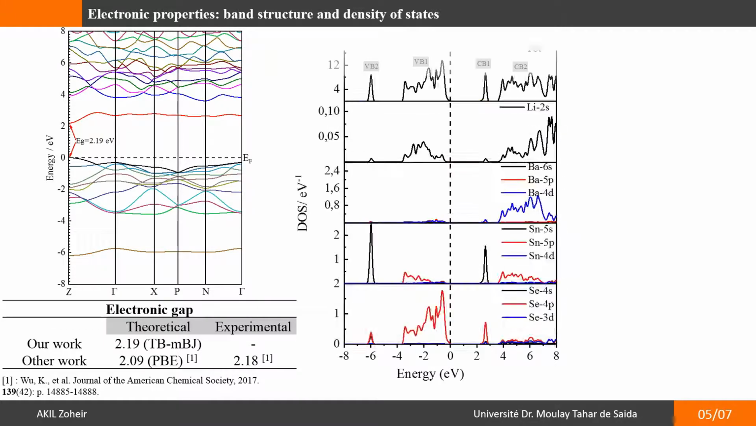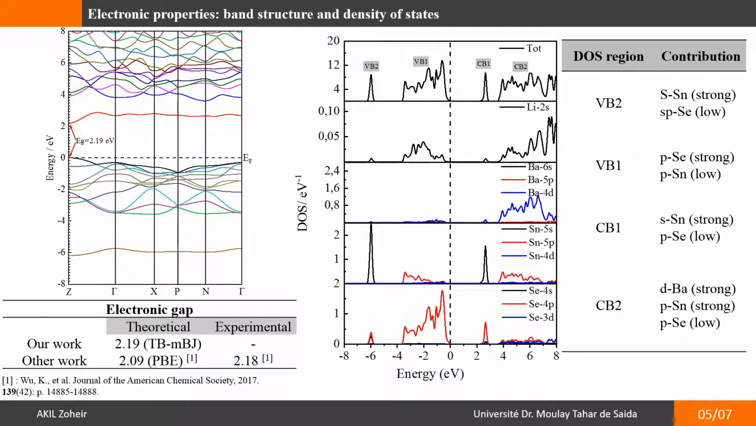To better study the nature of the electronic band structure, we also calculated the total and partial densities of state of this compound. We have divided the density of states into 4 regions: 2 regions for the valence band, VB1 and VB2, separated by a 2 electron volt gap, and also 2 regions for the conduction band, CB1 and CB2, separated by a gap of 0.7 electron volts. The contribution of the orbitals of each atom in the 4 regions is summarized in this table.